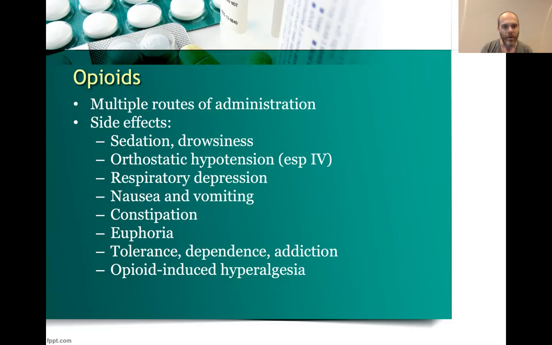You may have nausea and vomiting. Chronic use of opioids causes constipation. Too high of a dose can cause disorientation and euphoria, and they are very, very addicting.